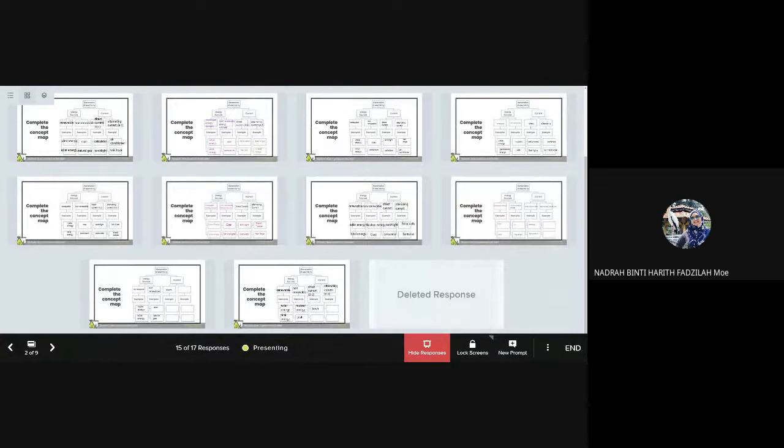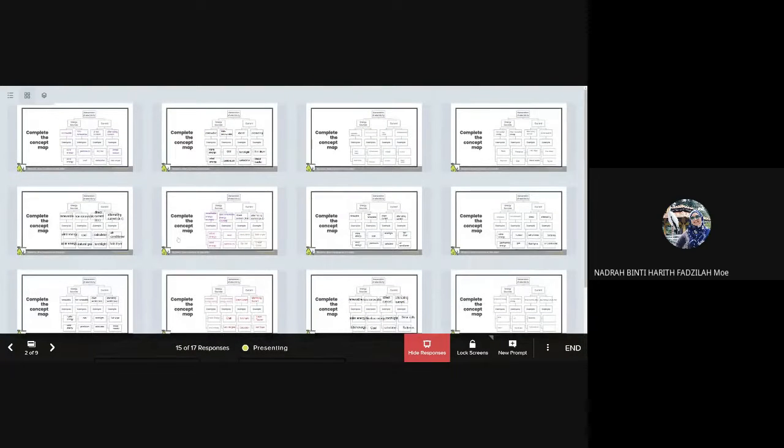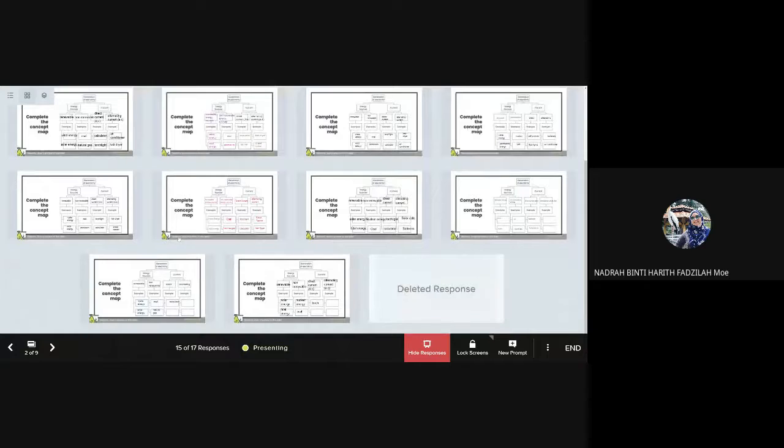Macam mana kita tahu dia guna banyak tenaga elektrik? Dia memerlukan conversion of electrical energy into heat energy, misalnya macam laundry punya dryer, macam microwave oven kan, macam peti ais. Okay. Alright, so sikit lagi.